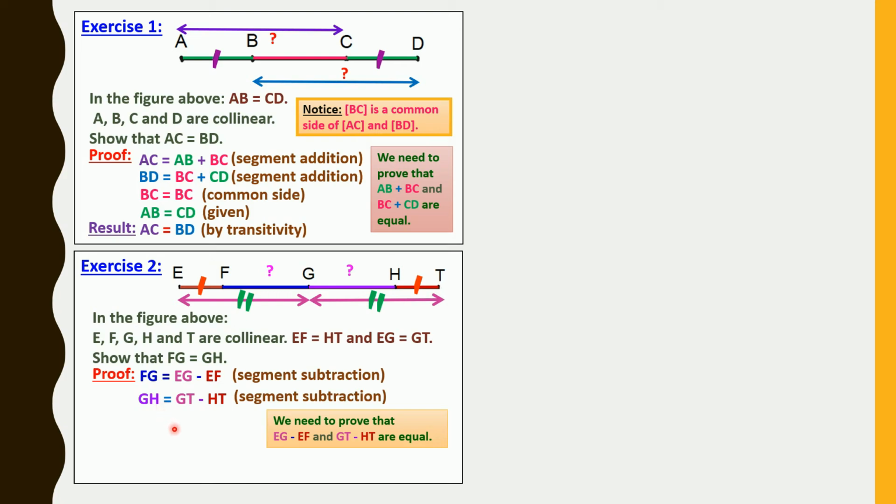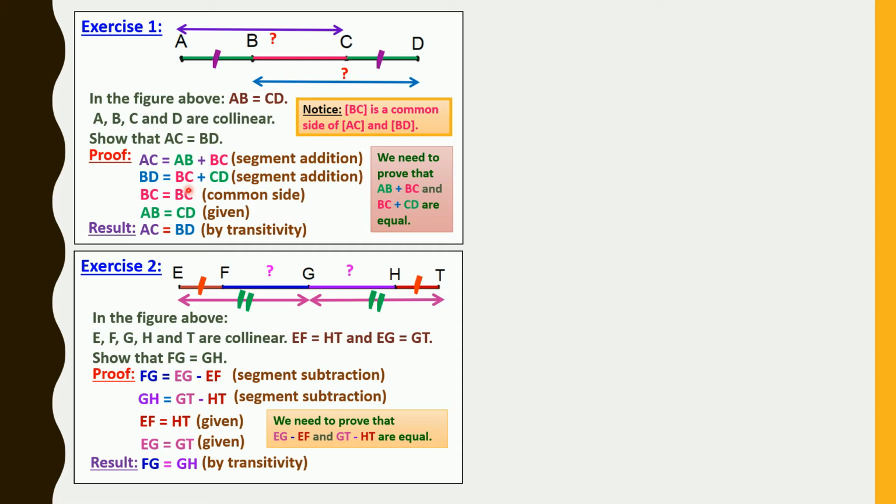So let's write EF equals HT, it's given information, and also EG equals GT, it's also given information, so I write given as the reason, it's straightforward evidence. Result: segment FG equals segment GH by transitivity. So these two exercises are very important.